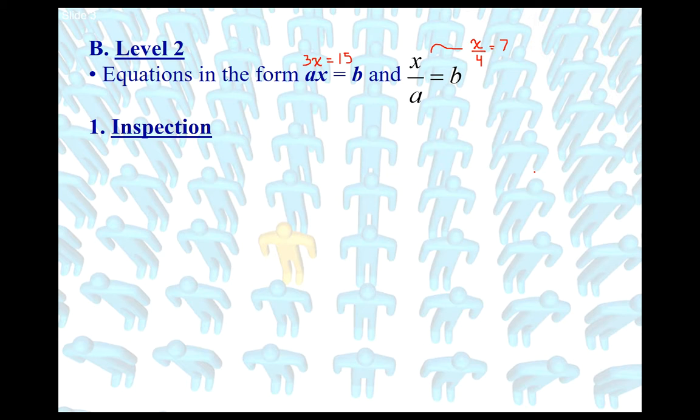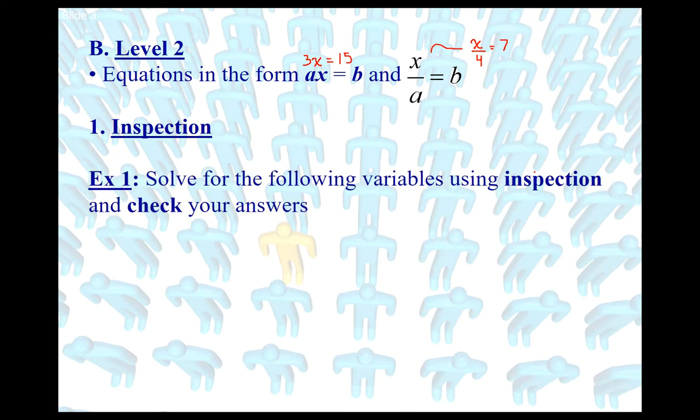Okay, so we'll do this using both the methods outlined last time. We'll use the inspection method, and we're also going to use the isolation method. Okay, so example 1, solve for the following variables using inspection and check your answers. Inspection means guess and test.